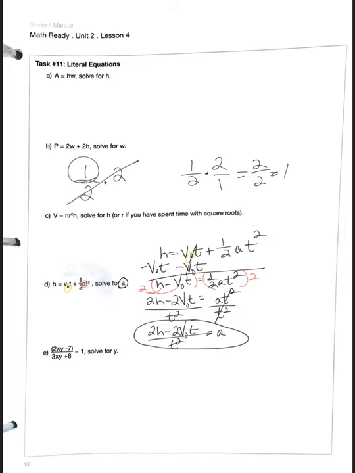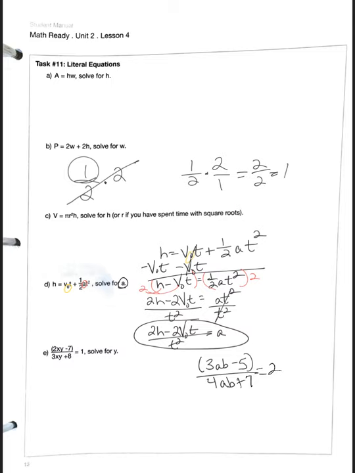Okay, I'm not going to work letter E for you, but I'm going to work one similar because I want you to do one on your own. So I'm going to make up one. I'm going to say, let's do 3AB minus 5 over, let me think, 4AB, oops, sorry about that, plus 7 equals, let's do 2.